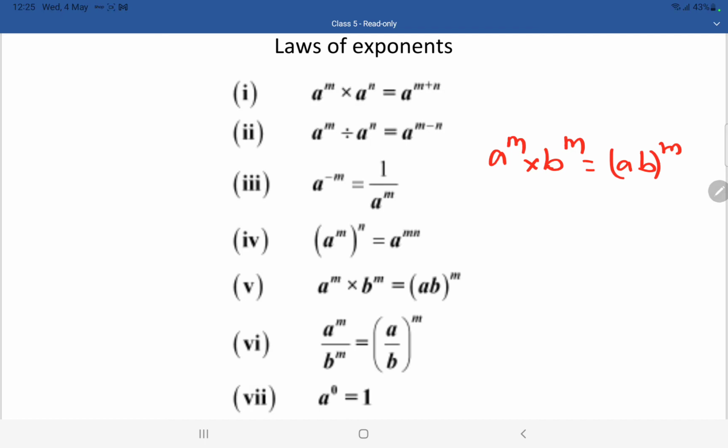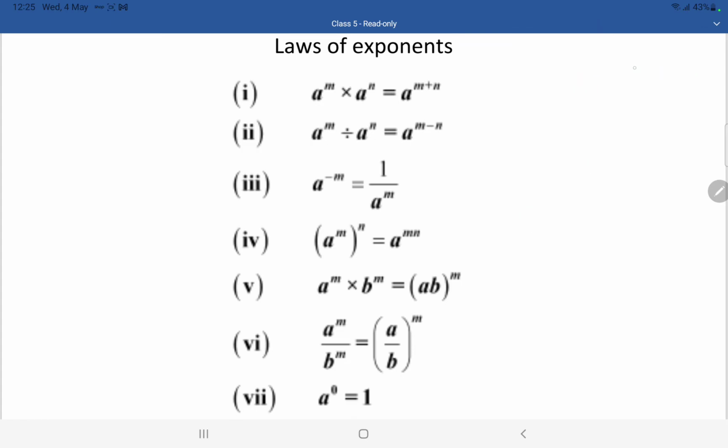So what you will do is you will multiply the bases and keep the power as common. Earlier when you just saw a power m into a power n, here the bases are same. So you will keep that common and you will multiply the powers. Here when the bases are different and the powers are same, you will multiply the bases and keep the power as common. So a into b whole power m. Okay, so I think you are clear with this also.